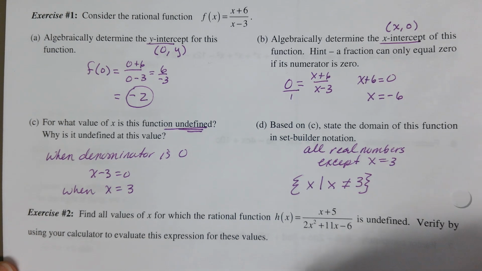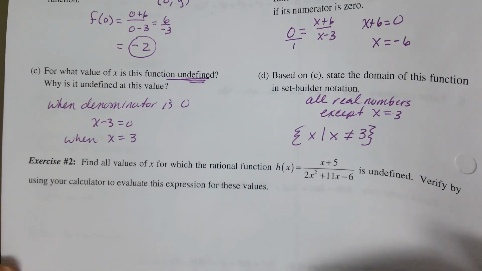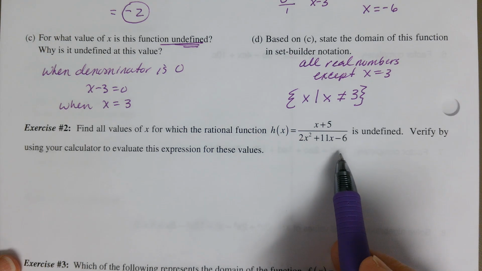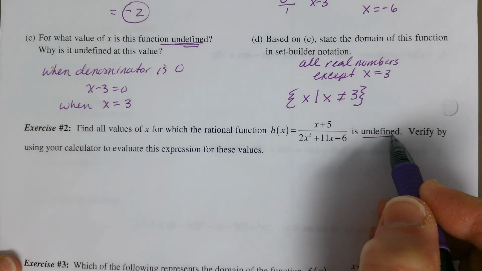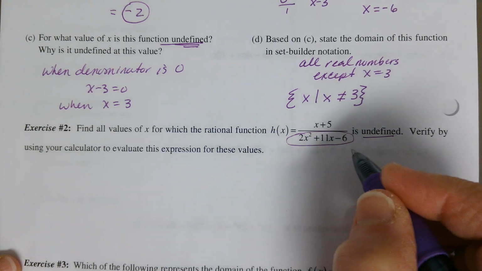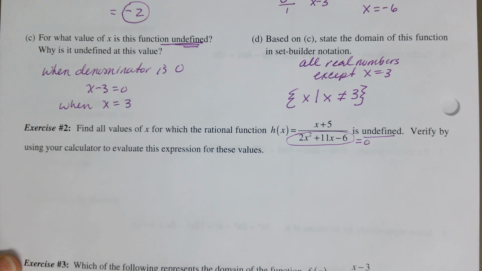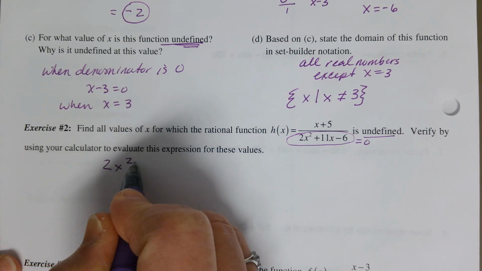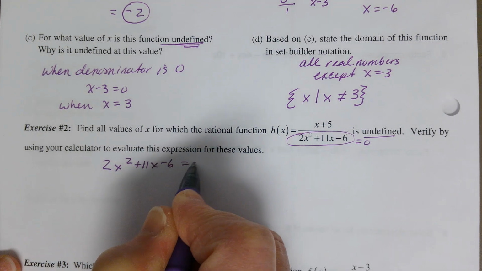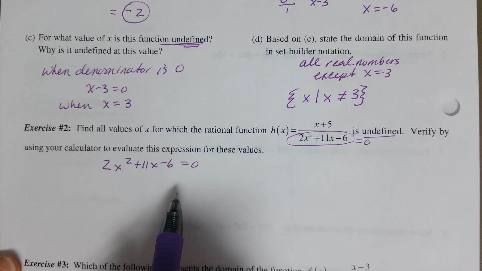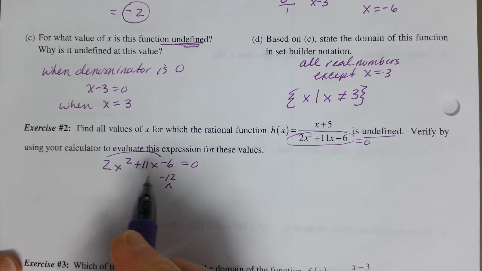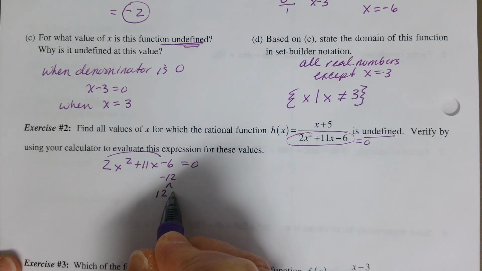Find all values of x for which the rational function h of x equals x plus 5 over 2x squared plus 11x minus 6 is undefined. And undefined is when the denominator would equal 0. So let's take that and write an equation and actually solve it for x. Let's set the denominator equal to 0. Solving for x, we'd have to do the rainbow. Get negative 12. Factors of negative 12 that sum to 11 are positive 12 and negative 1.